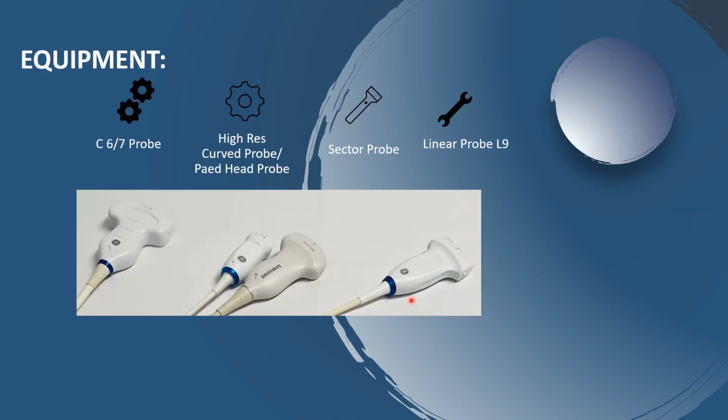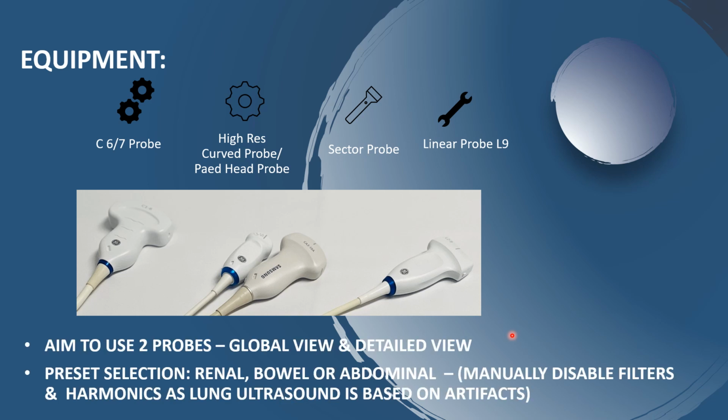So we'll just have a look at some of the equipment. We've got the main curvilinear probe that we use for a lot of scanning at depth, which is a useful place to start. We've got some high-res curvilinear probes here and also a linear probe. You can use a sector probe. We don't have one at Rocky Base. If it's available to you, it's also an option. The aim should be to use two probes, one for a global view and then one for a more detailed view.